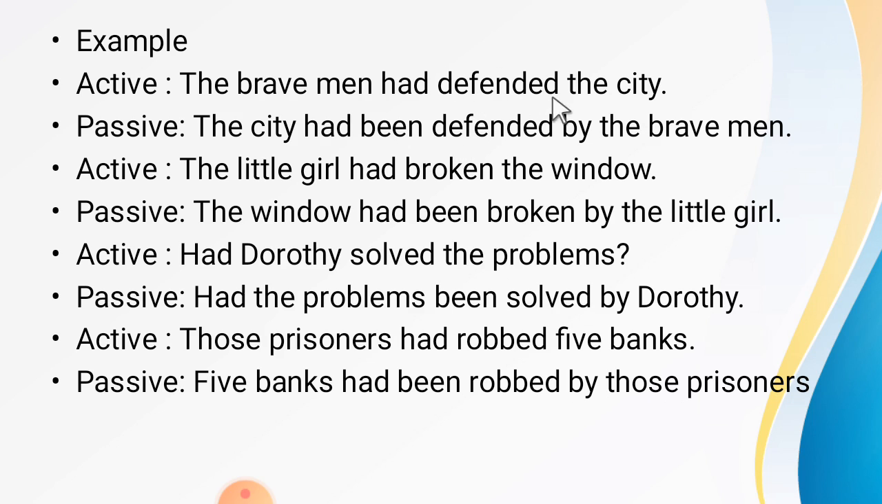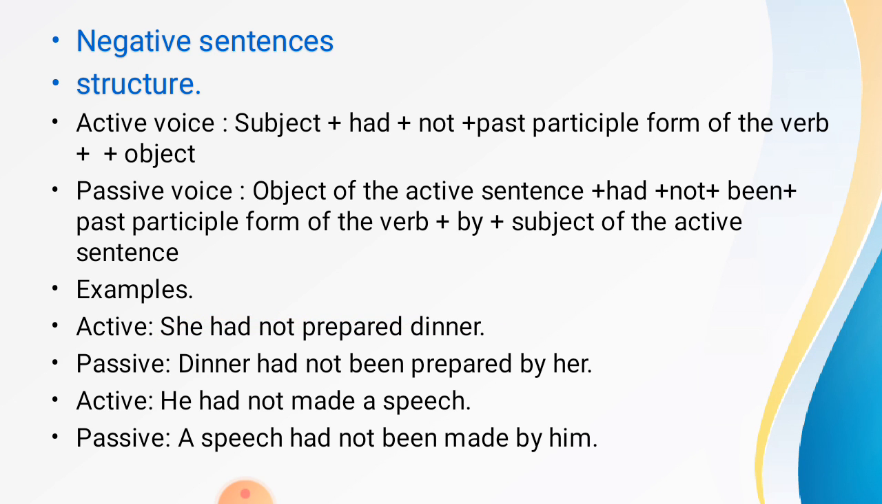In all these examples we change the object into subject and then we put had, which is our helping verb, and been, and then after that the third form of the verb, by and the subject of the active voice, which comes into passive voice as an object. Okay, so these are the simple and straight examples of positive sentences of past perfect tense of active and passive voice.